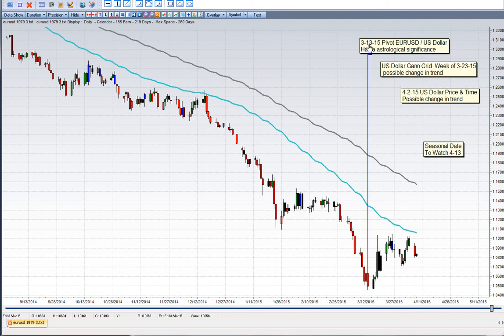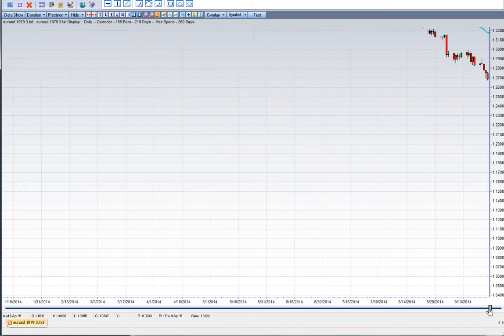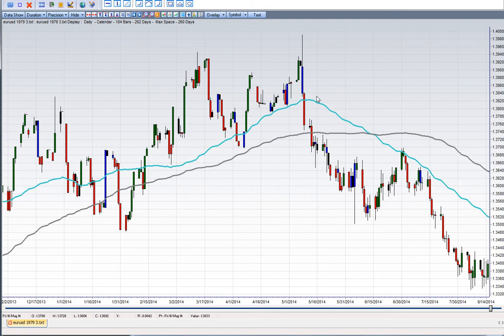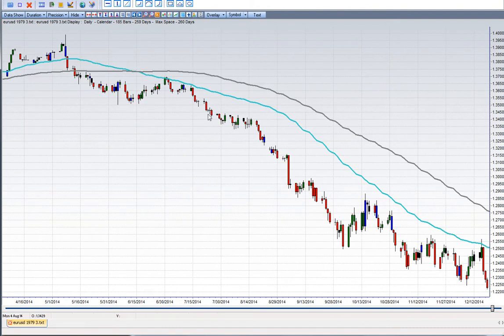I was curious, why is it the 13th? So anyway, I just want to make that clear. This blue line here is the 50. See how it's been testing it and failed. That 50 simple moving average, it cracked it here on the 9th, tested it here on that pivot high on the 7th. So a lot of investors, banks, institutions, they're not going to go long the euro unless the euro gets above the 50.